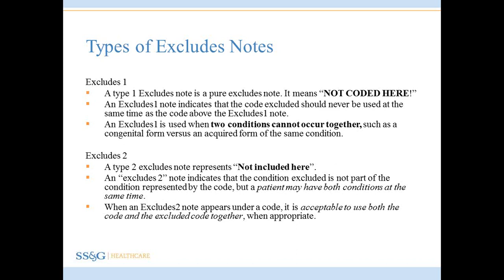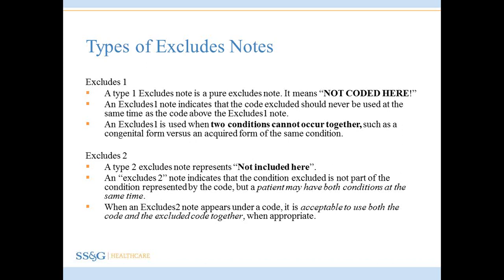This is new: types of excludes notes for ICD-10. Excludes 1 and Excludes 2. A type 1 excludes note is a pure excludes note. It means "not coded here," ever. It's like a never code.